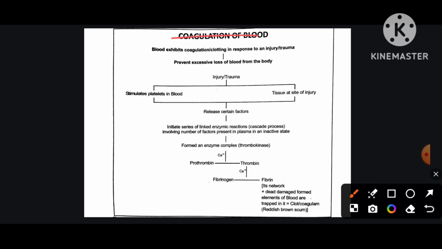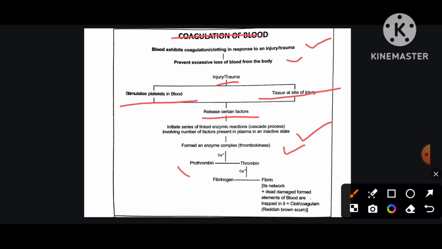Coagulation of blood. Blood exhibits coagulation or clotting in response to an injury or trauma, to prevent excessive loss of blood from the body. Injury or trauma stimulates platelets in blood and tissue at the site of injury to release certain factors. These initiate a series of linked enzymatic reactions, a cascade process involving a number of factors present in plasma in an inactive state, forming an enzyme complex, thrombokinase.